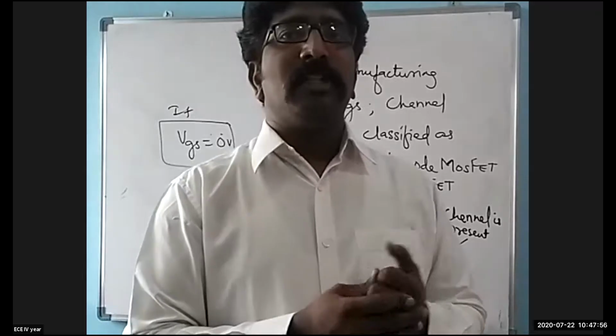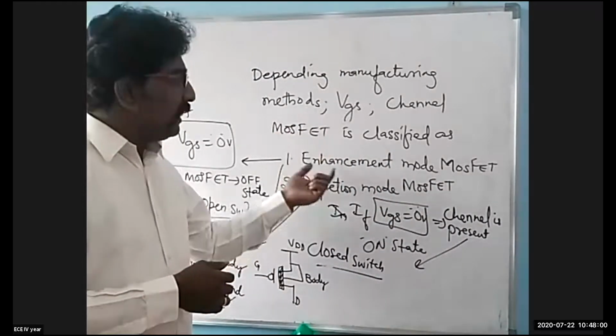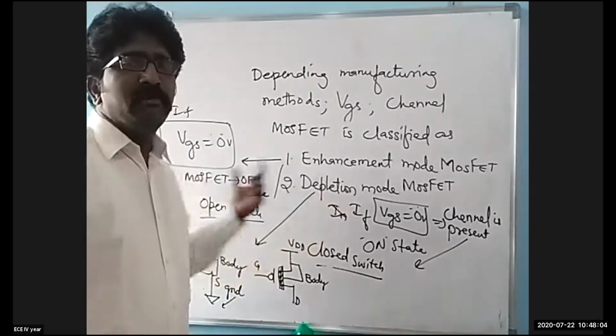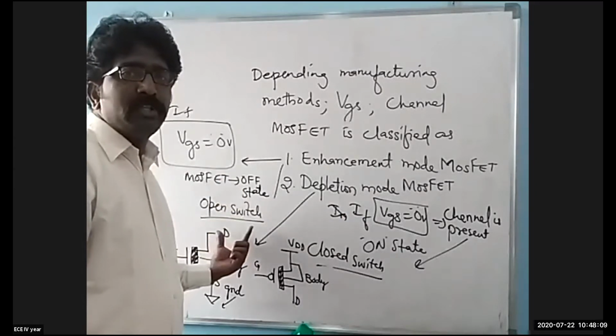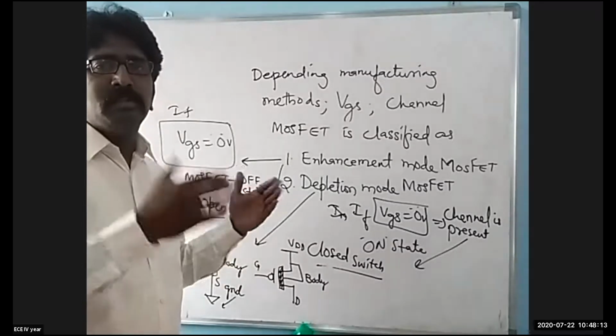And depending upon the channel and VGS, the MOSFET is divided into two different types again: enhancement mode MOSFET and depletion mode MOSFET. In the enhancement mode MOSFET, if VGS is equal to 0, the channel will not be present. That's why it is called an open switch. The channel is nothing else but a bridge or a path, an area between the source and drain.